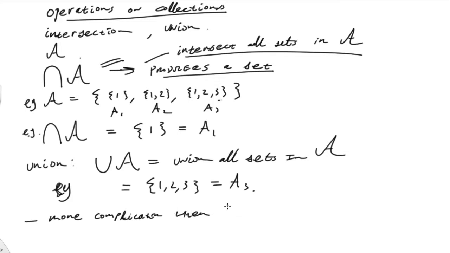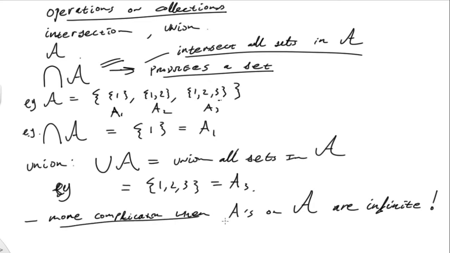When either the A's or the collection of A's are infinite. Okay, and that's where it gets more complicated, and we'll see that this is a really fundamental idea of how to union and intersect infinite sets, where each constituent set may also be infinitely sized. So that kind of case is much more complicated.